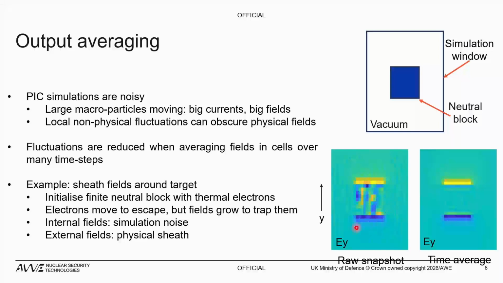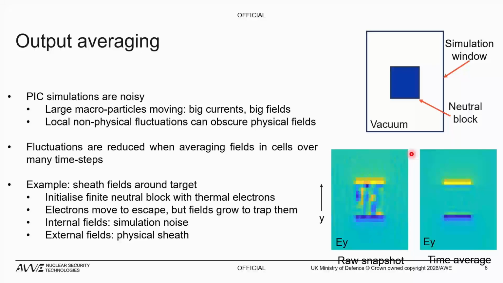And you have the sheath fields above and below. But when you switch averaging on, those noisy fluctuations go away and you can see the sheath fields a bit more clearly. Stuart, if you put a laser in there, are you not going to average out the laser oscillations of the field? You would, yeah.